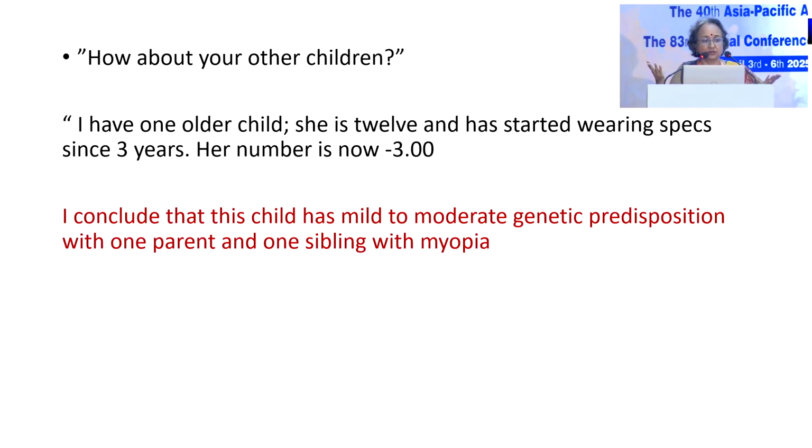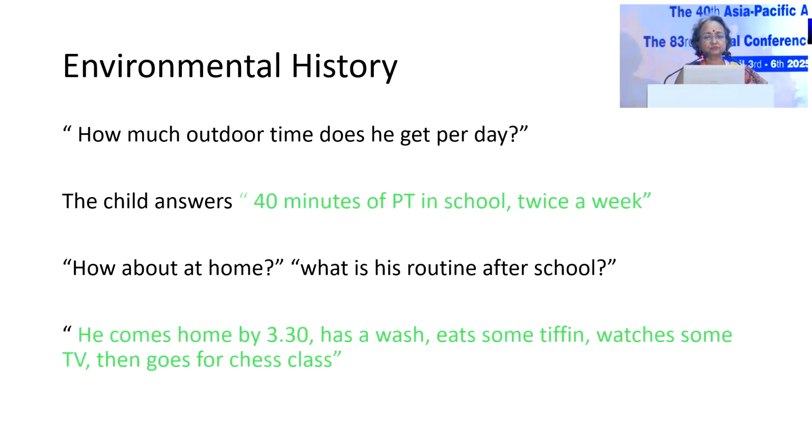How about your other children? Well, I have one older child, she's 12 and has started wearing glasses since 3 years, number is -3. So now I conclude from the history that this child has mild to moderate genetic predisposition with one parent, one sibling with myopia. Okay, now I go on to asking environmental history.